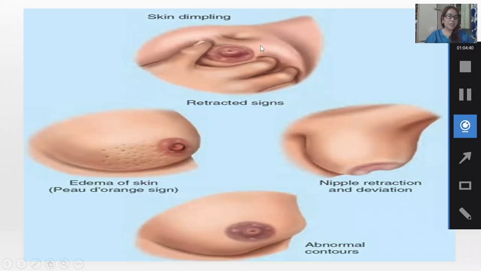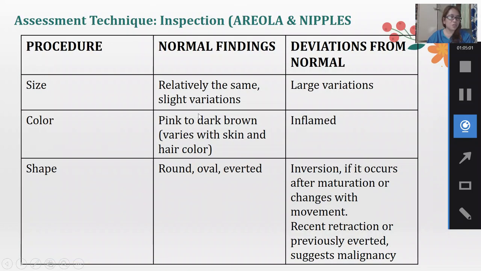Okay, this is skin dimpling. So, nakita nyo parang may dimple. Retracted signs. Okay? So, edema of skin or peau d'orange sign. So, parang orange peel sign. There is nipple retraction and deviation. There is abnormal contour. So, that is a sign of problem. Baka may mass na dyan.